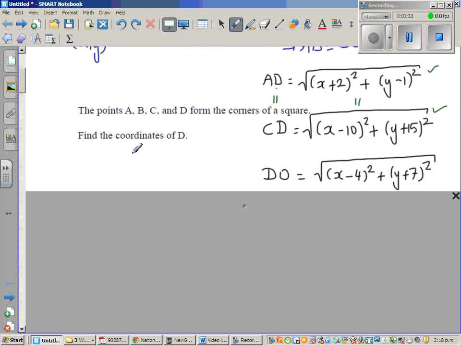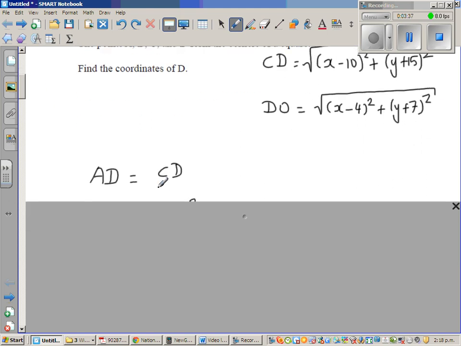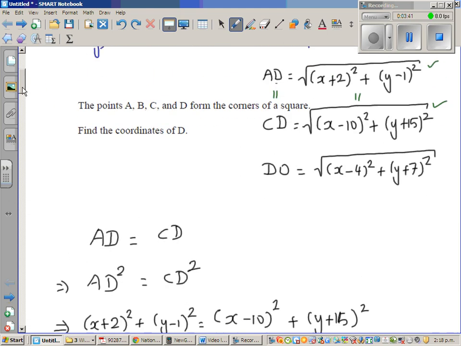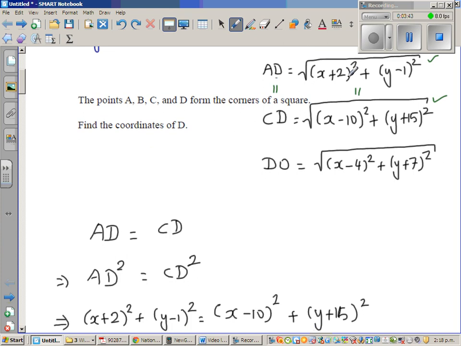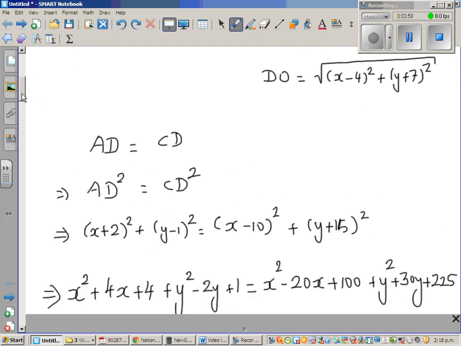So that's what I've done in the next step. AD is equal to CD, so we can say AD squared is equal to CD squared. Basically, I've squared both sides, so the radical is removed. So x plus 2 squared plus y minus 1 squared is equal to this whole thing. Now the remaining is simple expansion.